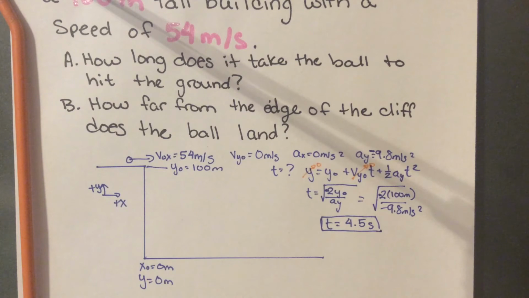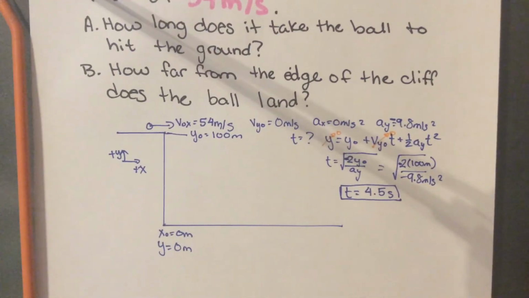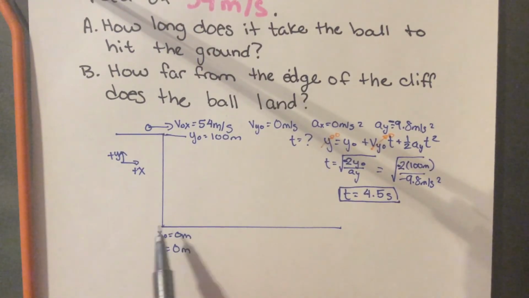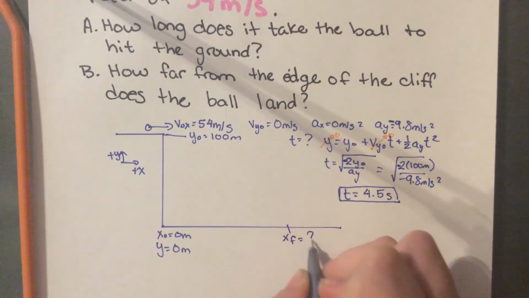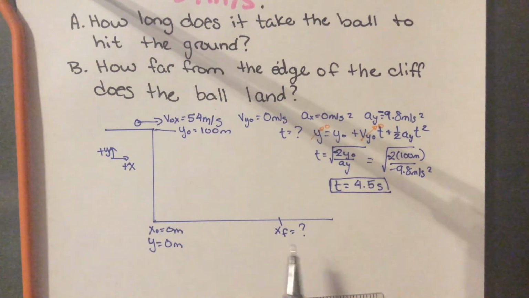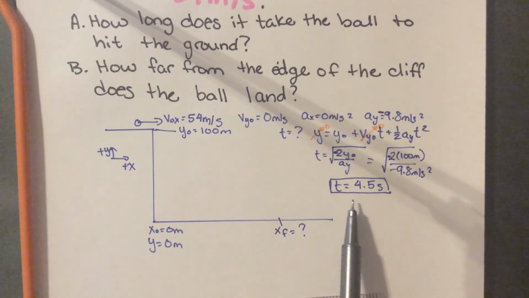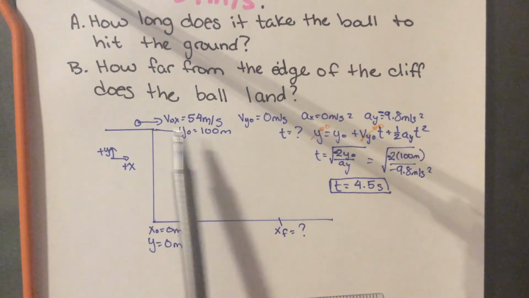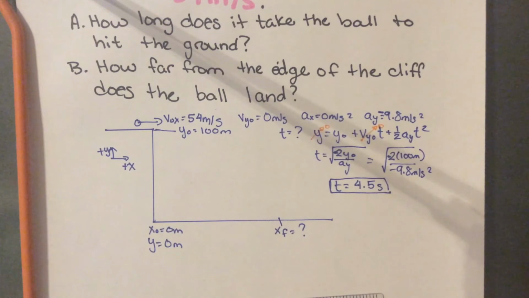The next thing we're going to look at is part B. How far from the edge of the cliff does the ball land? Well, when we're looking at how far from the edge of the cliff the ball lands, we're looking at this distance here. Well, that means we're looking for xf. So we're looking for our final position. We know our initial position. We just found time. We know our initial x velocity, and we do know our x acceleration.